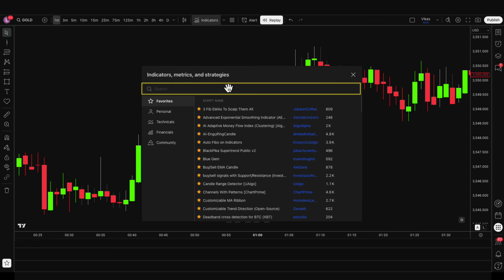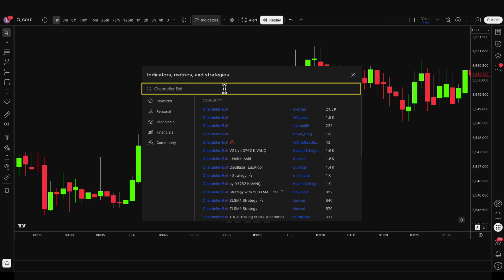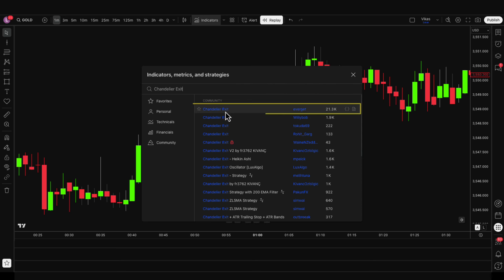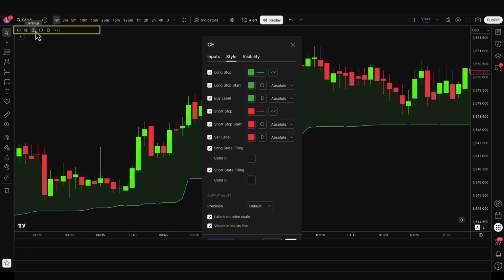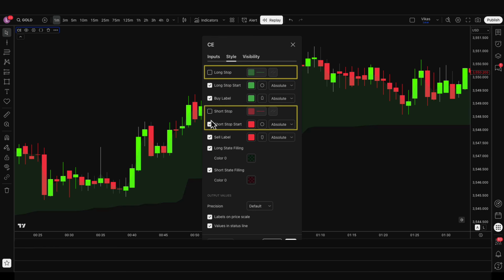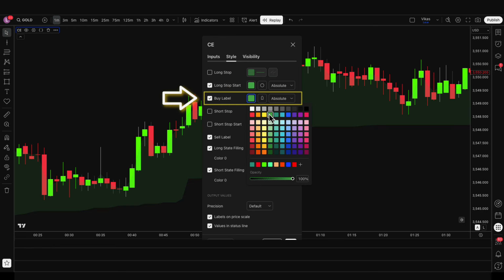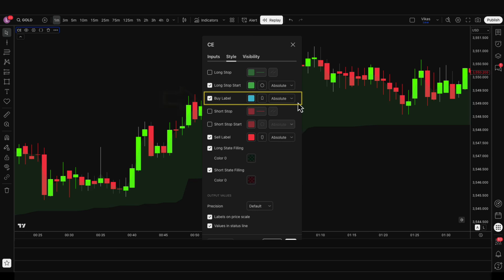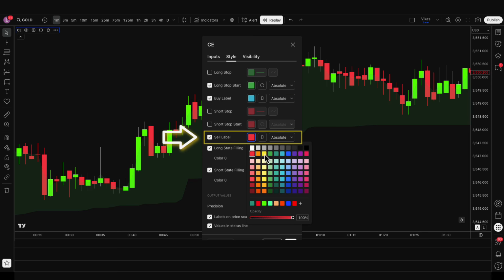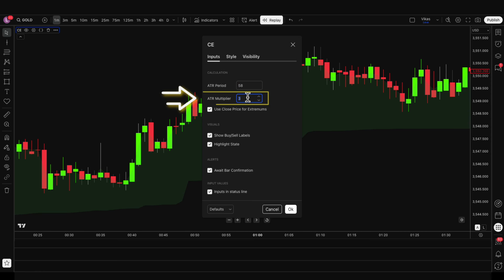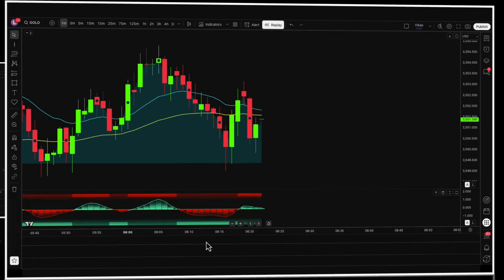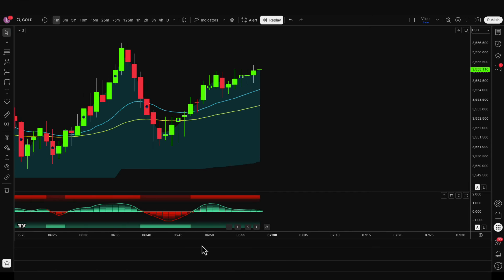First of all, we will search chandelier exit indicator in the search box of TradingView. After that we have to click on the chandelier exit option, in which we have to change some settings. We need to hide these options. We have to change this buy label from green to turquoise. We have to change this sell label from red to yellow. We have to change this ATR period from 22 to 58. We have to change this ATR multiplier from 3 to 4.5. After this we will understand the next trading setup on the chart.